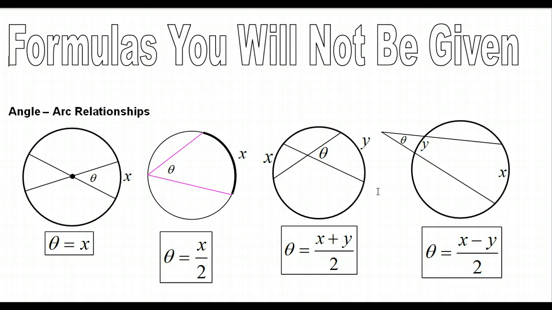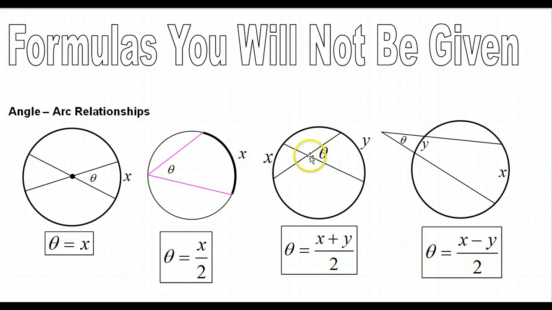relationships that you need to know. You're not likely to be given these, so you better memorize them. Once again, they are: if the angle vertex is at the center, then the angle measure and the arc measure are the same. If the angle is at the edge of the circle, it's called inscribed, by the way, then the angle is half the arc, or you could say the arc is double the angle.